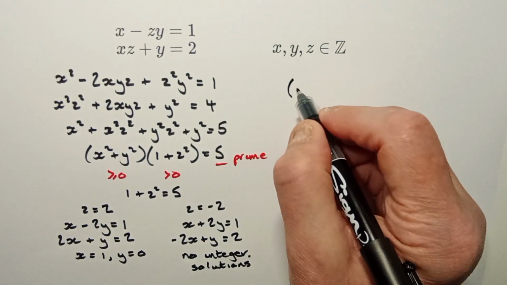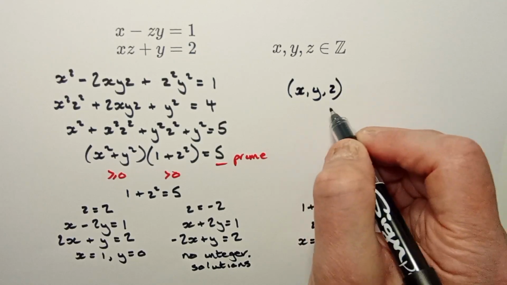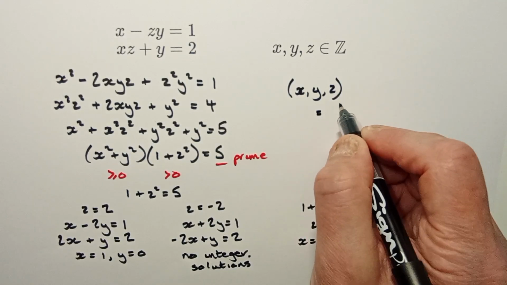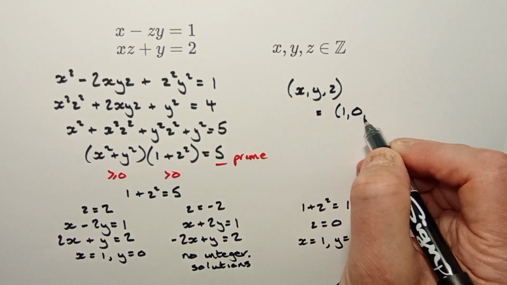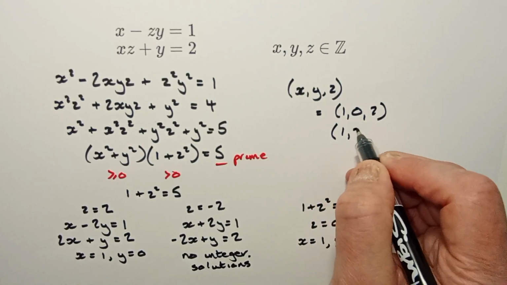So x, y, z therefore equals 1, 0, 2, or equals 1, 1, 0. And those are the solutions.